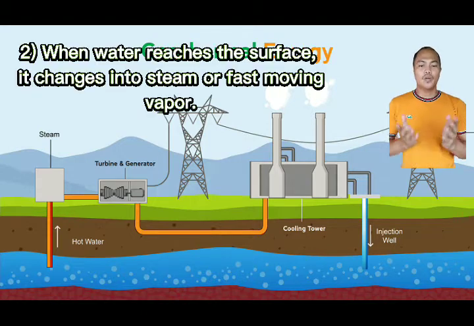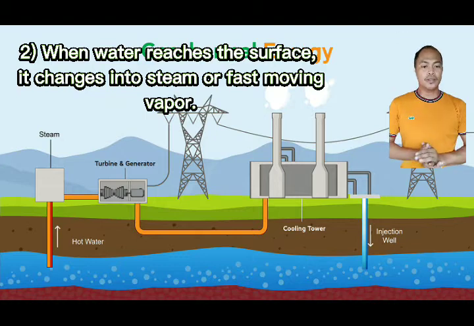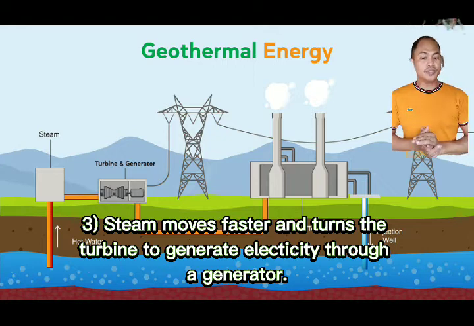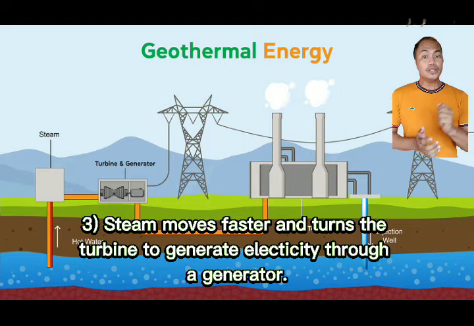Next, when water reaches the surface, the drop in pressure causes the water to turn into steam. This steam moves rapidly into a chamber connected to a turbine at the end. The steam causes the turbine to spin and generates electricity via the generator, which is directly connected to the turbine.